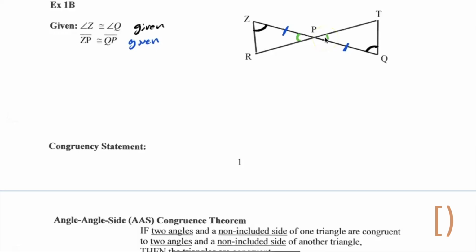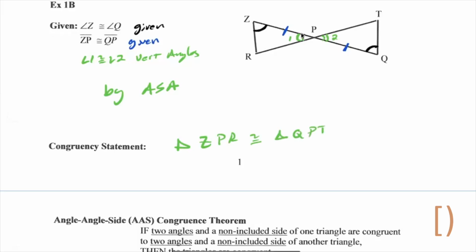This time I'll do a little trick. I'm actually just going to write a 1 and a 2 in there so I can just say, hey, angle 1 is congruent to angle 2 by vertical angles. Technically, you're supposed to say vertical angles are congruent, but it's a lot of writing. So now we have angle, side, angle. And honestly, I probably should have done double marking here. So by angle, side, angle, we have triangle ZPR congruent to triangle QPT. Okay, so that's angle, side, angle.